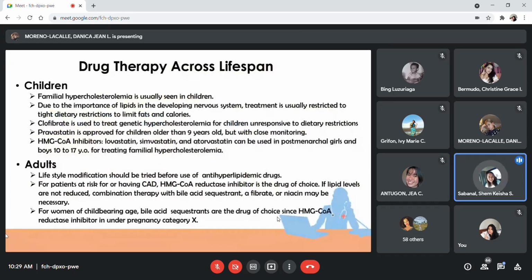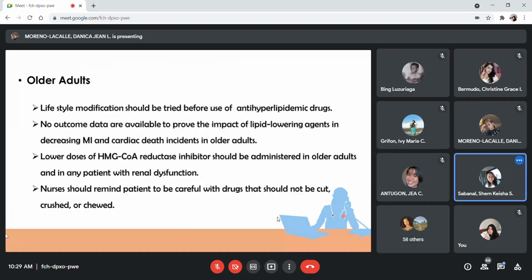Before we discuss those drugs, let us first know the drug therapy across the lifespan. I'd just like you all to read on these because these are all self-explanatory. So these are for the children, for adults, and next slide, we have for the older adults. So let us now move on with our first class of drugs.